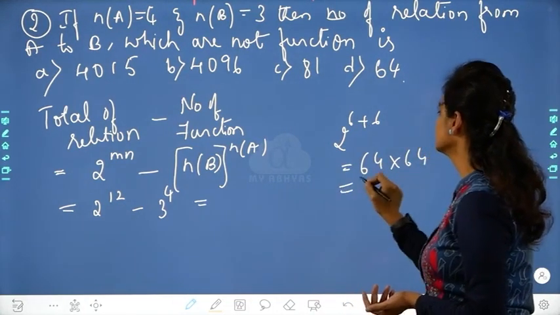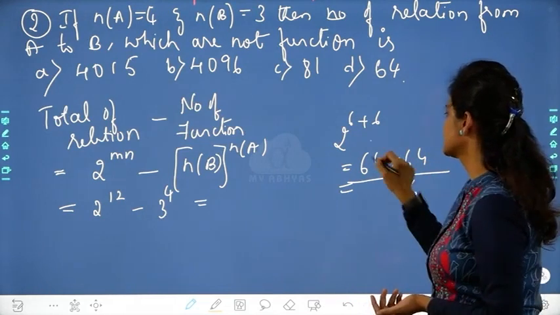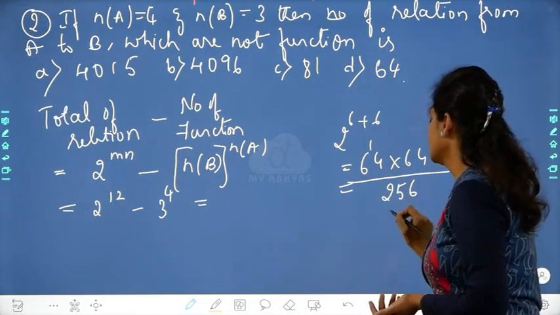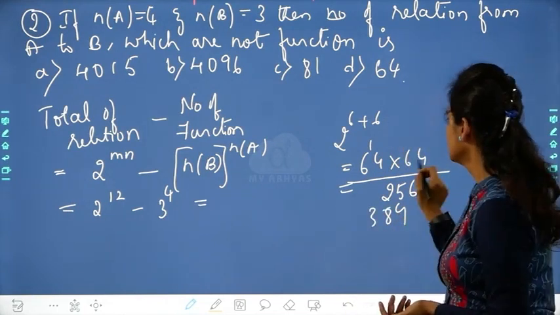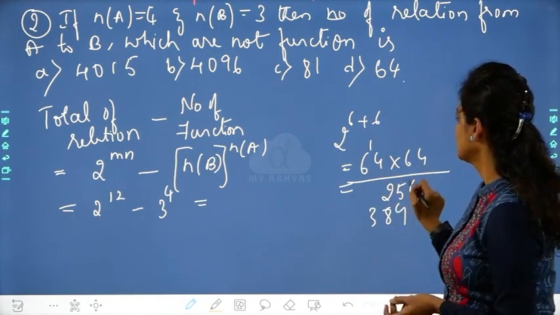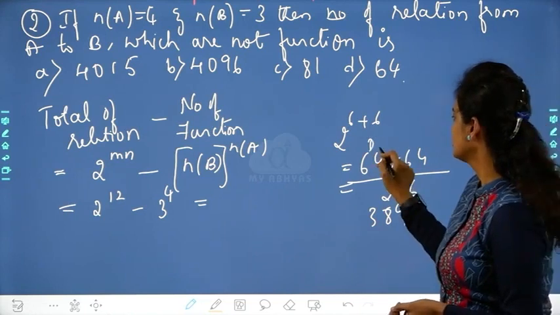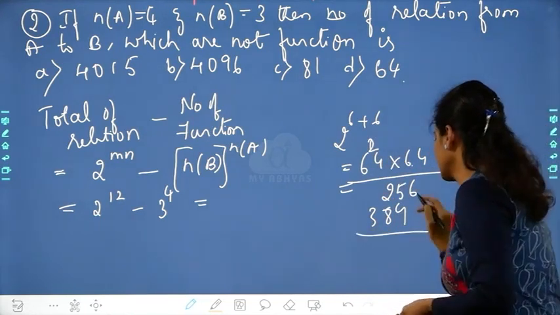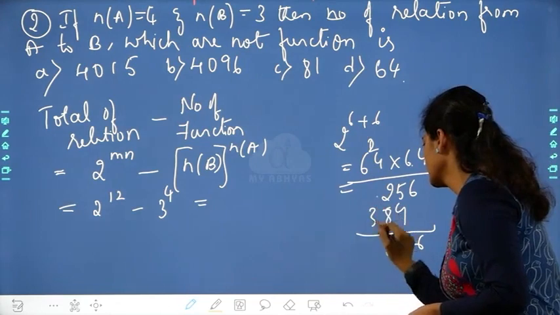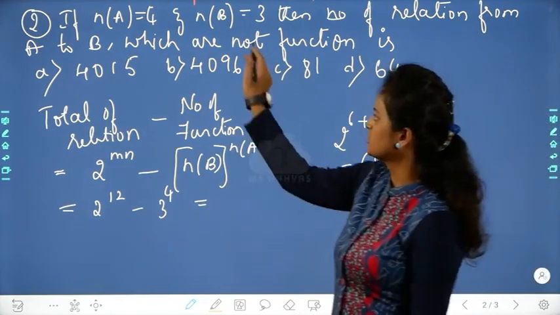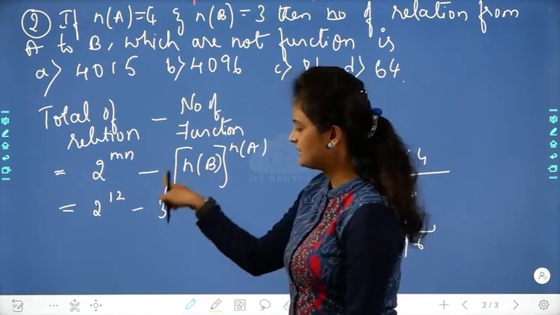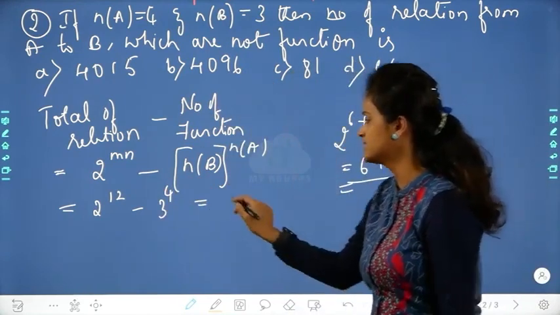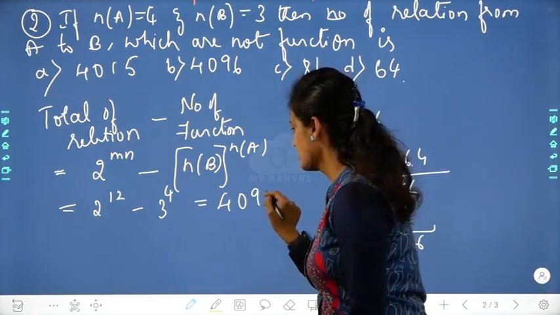How much is this? See, 16, 24, 25, and here 24, 2, so 6. So I am getting 4096. That answer is also there, but that is not the right answer, because in that 4096 functions are also present.